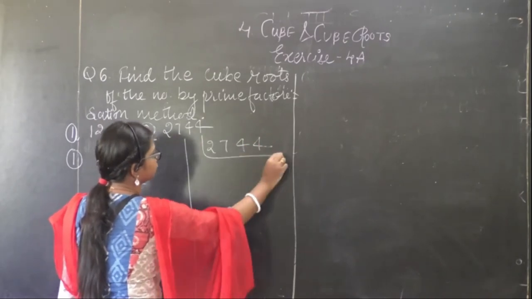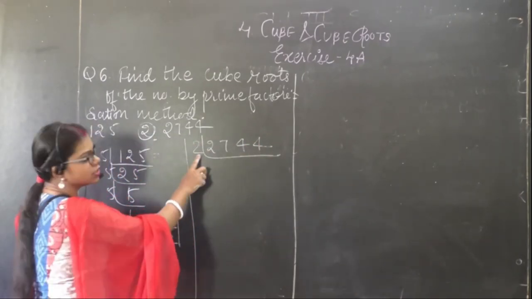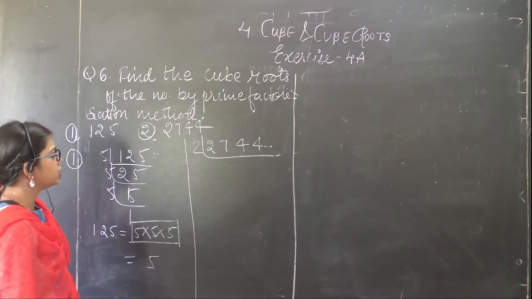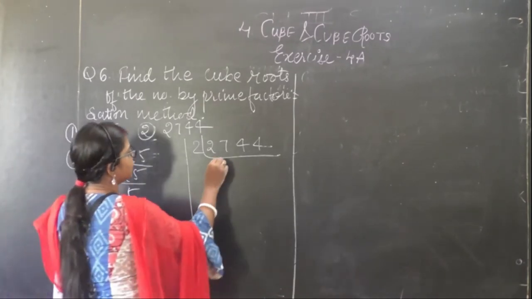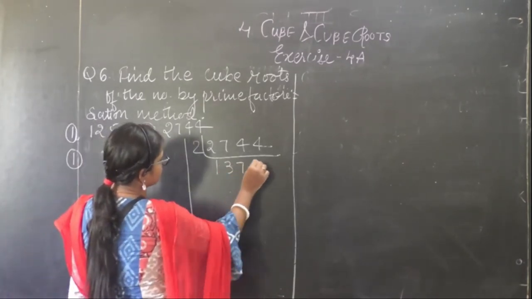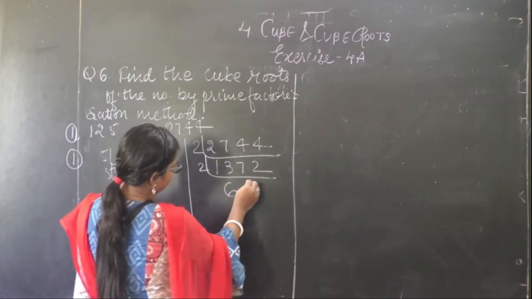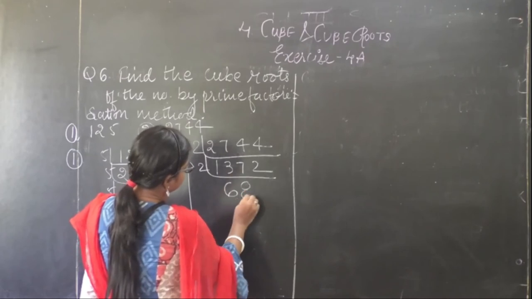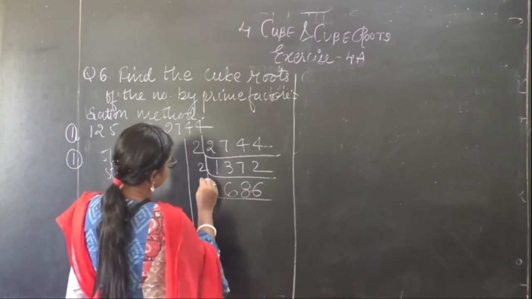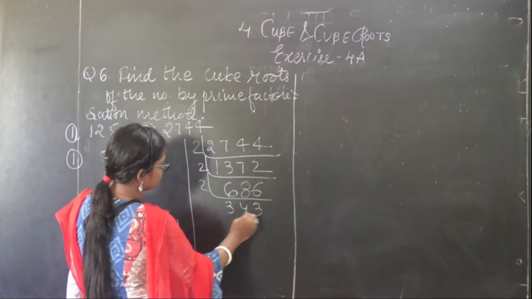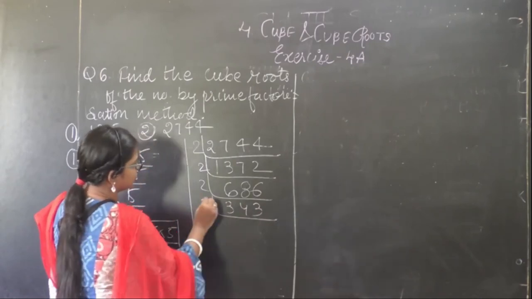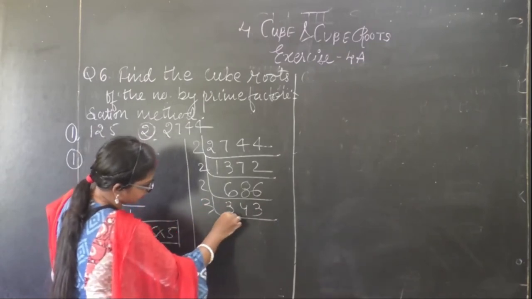2744. Find out the cube root. First, find the prime factors of the number. Write out the factors and make pairs of triplets. 2 ones are 2, 2 threes are 6, 2 sevens are 14, 2 fours are 8, 2 sixes are 12, 2 eights are 16, 2 sixes are 12, 2 threes are 6, 2 fours are 8, 2 threes are 6, 3 ones are 3.